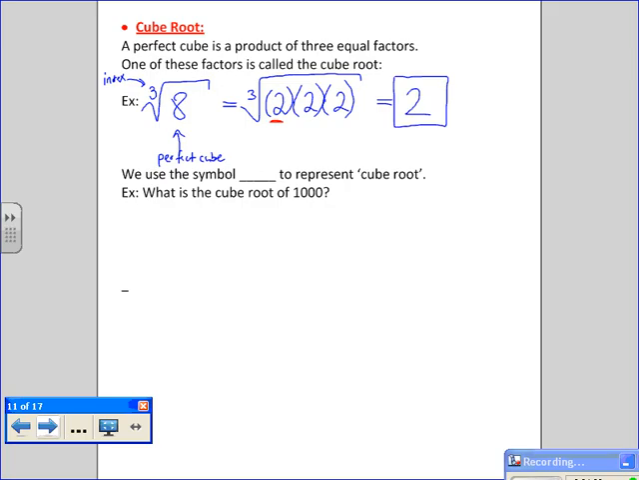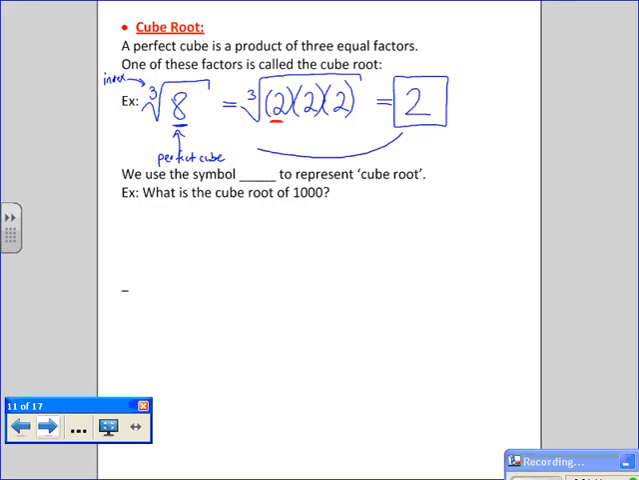Because if I wanted to check, if I wanted to get back to this number again, I could just simply cube it. So a good check, if you want to make sure you did it correctly, is to say, well, if I cubed it again, I put that exponent 3 back on, I should get the number that I had inside my root symbol, that perfect cube, which is 8. And that would be true. 2 times 2 is 4. 4 times 2 is 8.